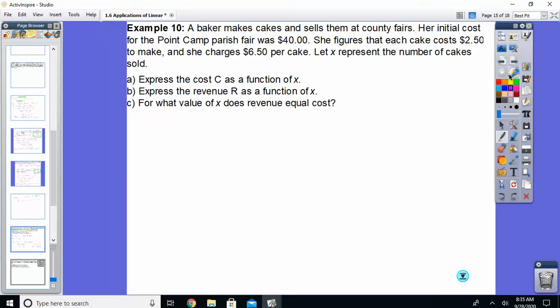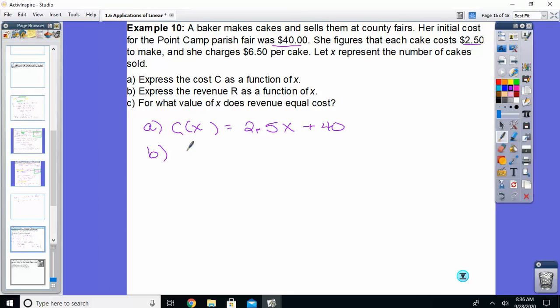Okay, let's take a look. So we have a baker making cakes and selling them at the fair. Her initial cost was $40 and each cake cost $2.50 to make. So her cost function, C of x, what's the repeated cost? 2.5. If you put 2.50, that's fine. And she has to pay for the fair, so plus the $40.